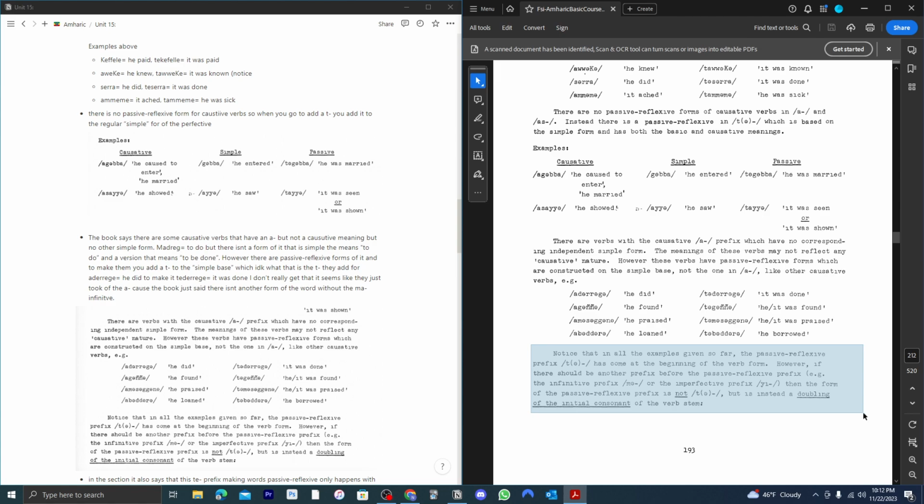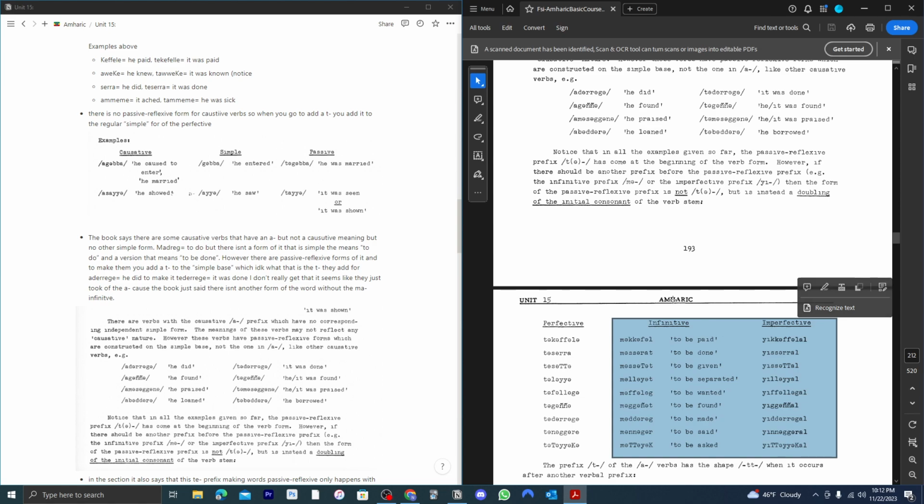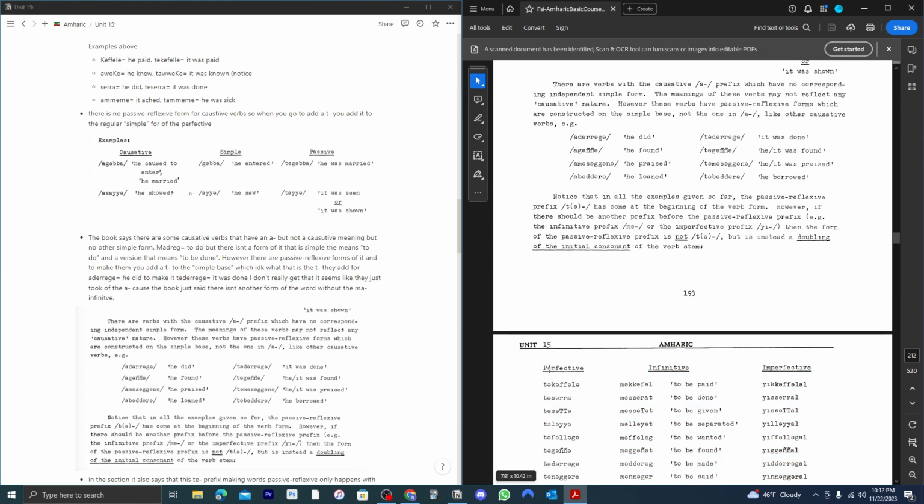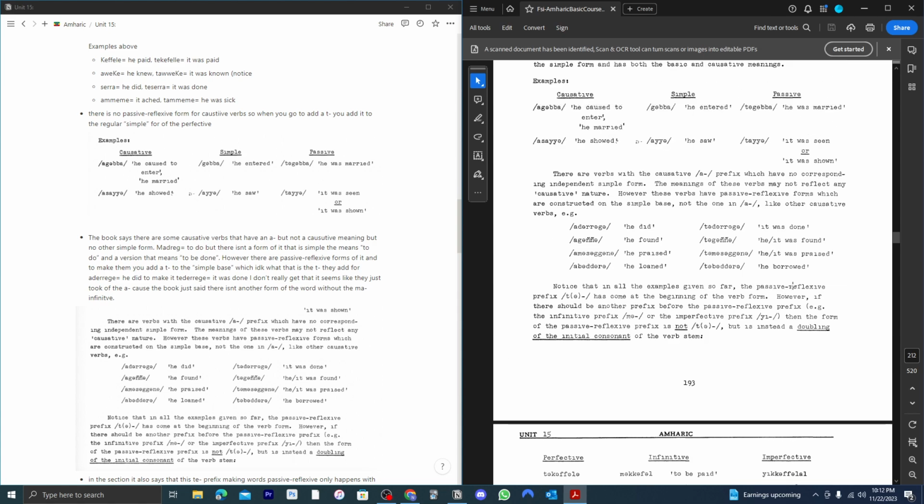Here it mentions a really important thing. So this is all stuff about the perfective, but here it's going to start mentioning how to turn the infinitive and imperfective. How do you delineate the infinitive and imperfective? You can throw a T in front of it and it's a pretty functioning system. But here it says, notice in all the examples given so far, the passive reflexive prefix T has come before the beginning of the verb.